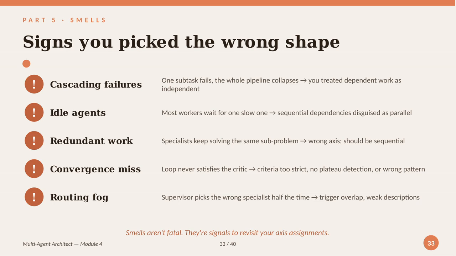Idle agents. Most workers are waiting for one slow worker to finish. That means you have hidden sequential dependencies disguised as parallel, agents that look independent but actually need each other's output. The fix is to identify the dependencies and either serialize or restructure the subtasks.